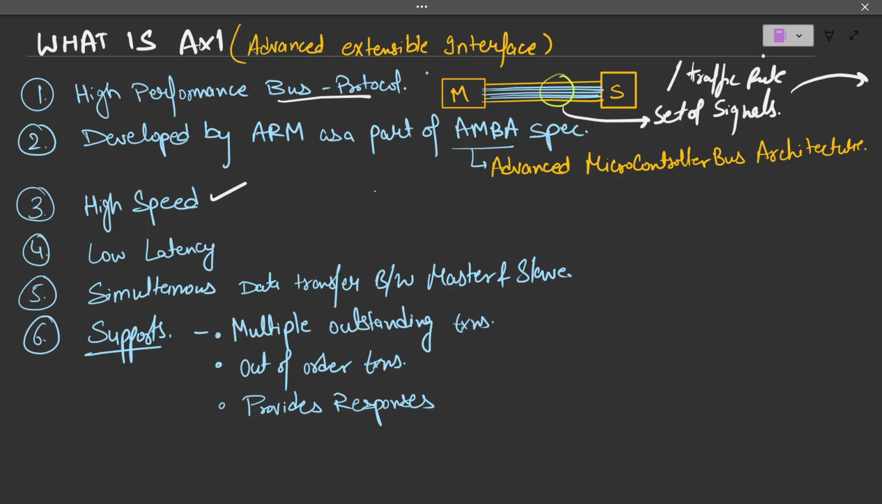It is a high speed protocol. It transfers data at very high speed. It has low latency. It provides the data at the same time when it was requested. It instantly provides the data. It can transfer data between master and slave. At the same time, read and write can happen.